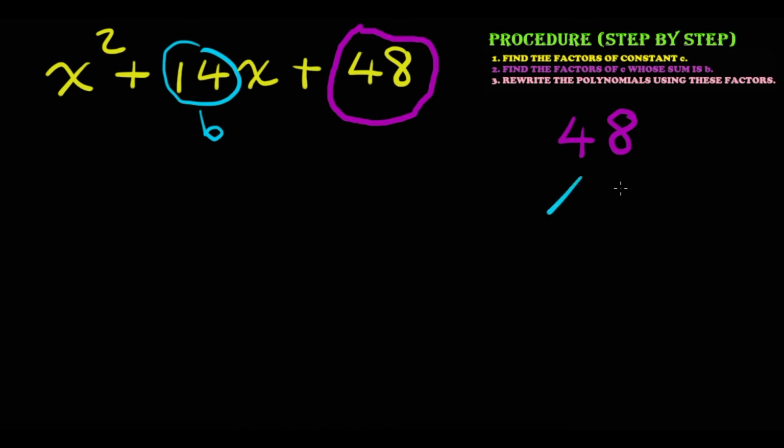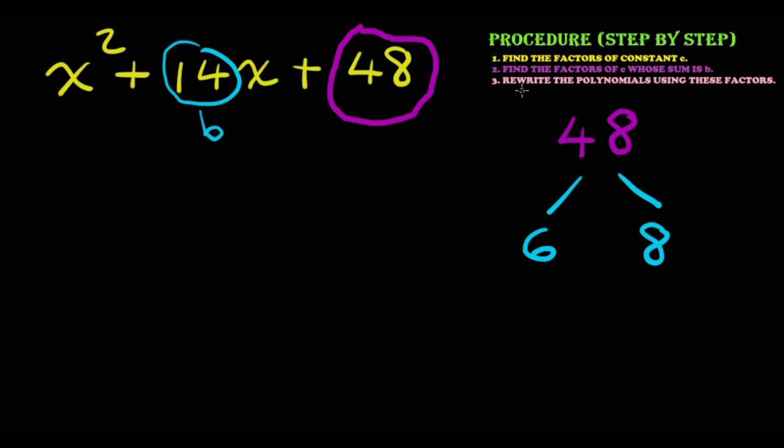Well, let's try 6 and 8. Let's see if it works. Well, 6 times 8, we know it's 48. And then 6 plus 8, well, that's 14. That's what we have for b here. So 6 and 8 are the two numbers we needed to make it work. Okay, so that's step 2. Step 2 is to come up with those two numbers.